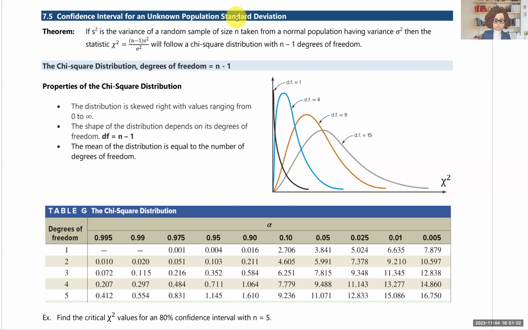And we will go ahead and, as done before, take samples and use those observations to help us estimate our parameters. Now, in order to estimate sigma, we are going to have to introduce a new distribution. It's called the chi-square distribution.